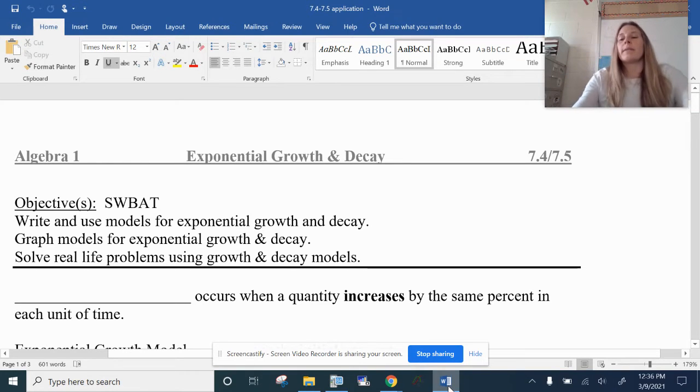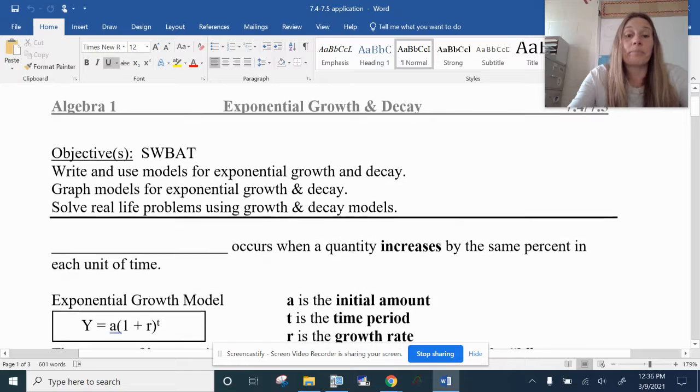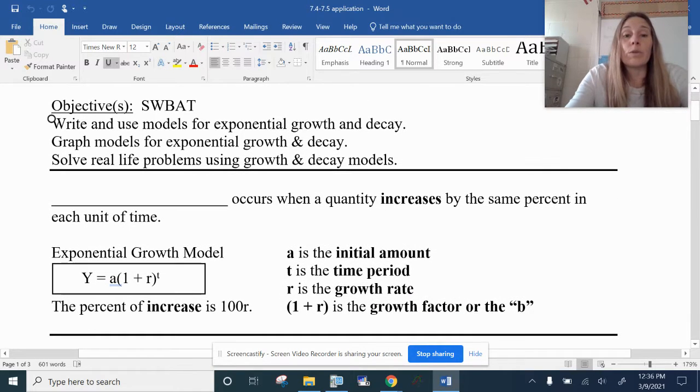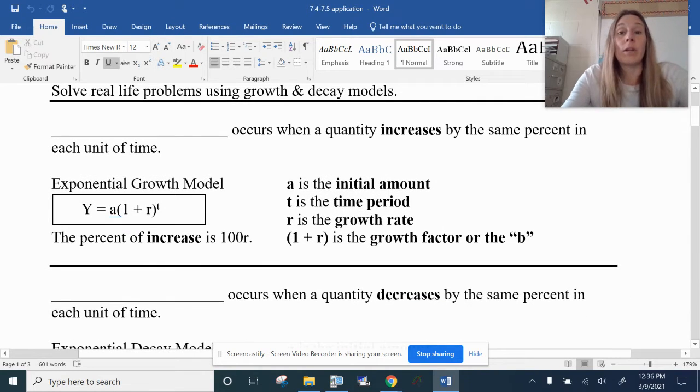So today we're going to work on some application problems related to exponential growth and decay. We're going to write and use models to solve some of these problems. All right, so let's review the two different types of exponential functions.